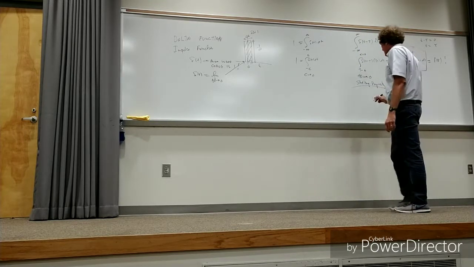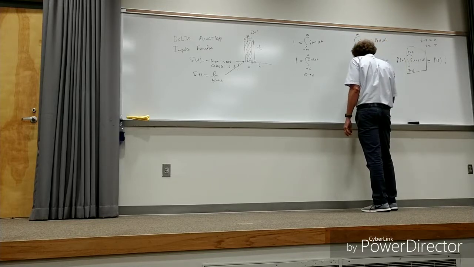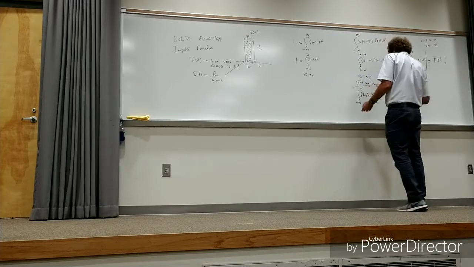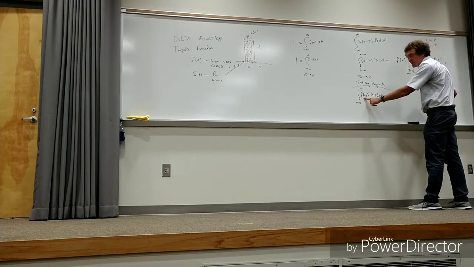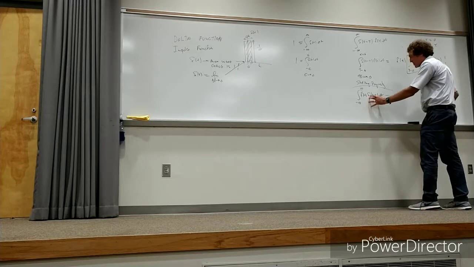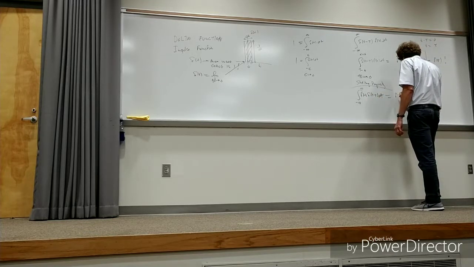In other words, if I have any function f of t or g of t or whatever, times delta of t minus tau d tau, from minus infinity to infinity, it simply extracts the value of the function f of t where the delta function turns on. It comes out as simply f of tau.